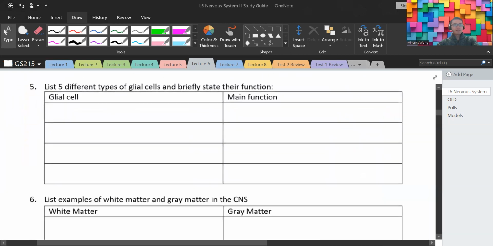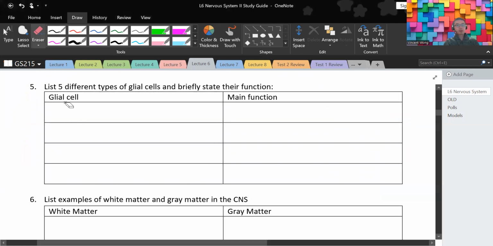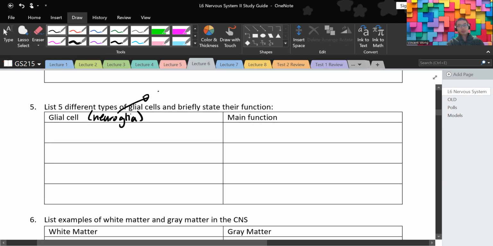List 5 types of glial cells and briefly state their function. We learned about glial cells last week, right? Another name for glial cells is neuroglia. And they're supporting cells of the nervous system. Not necessarily the central, could be the peripheral as well. So supporting cells of the nervous system.